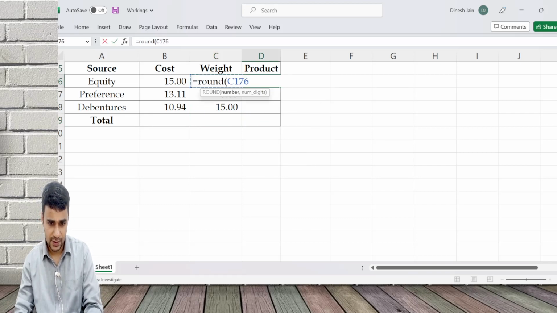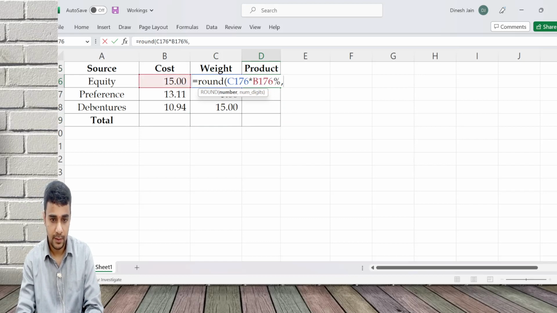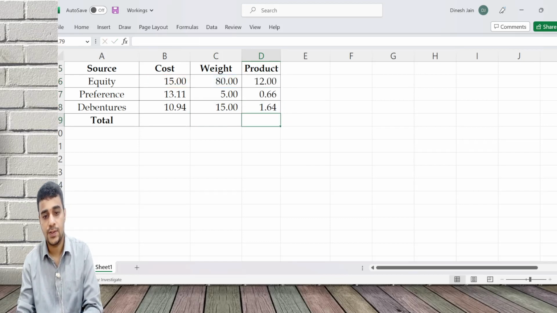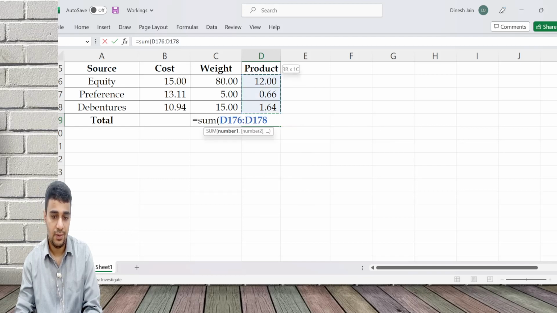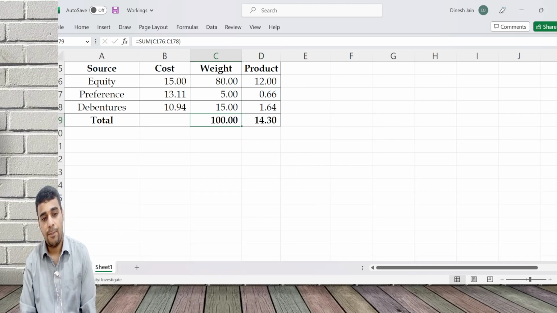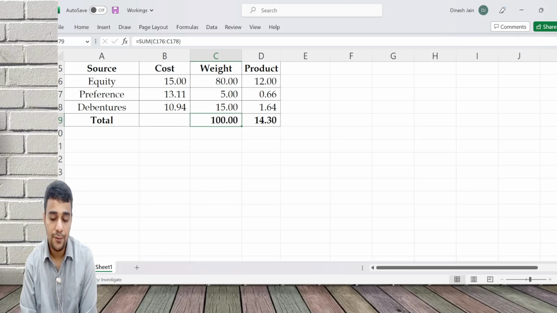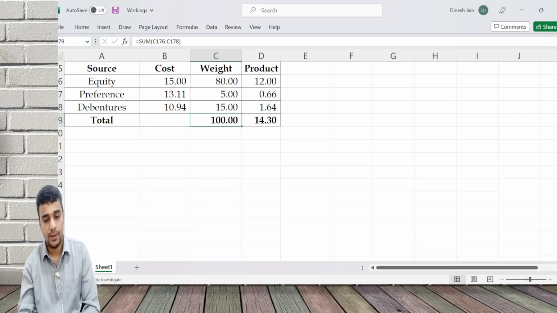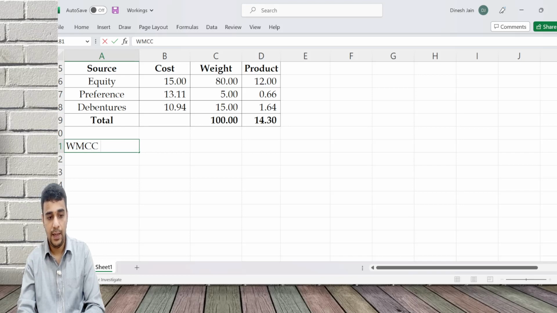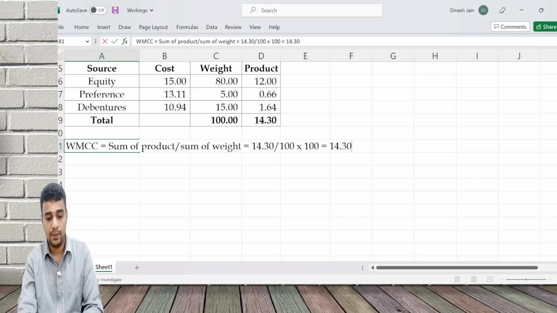Product is weight into cost. WMCC is sum of product by sum of weights. Product is weight into cost: 80 into 15%, 5 into 13.11%, 15 into 10.94%. WMCC is equal to sum of product by sum of weight. I hope you are noting it along with me. Into 100 to express in percentage, 14.3%.